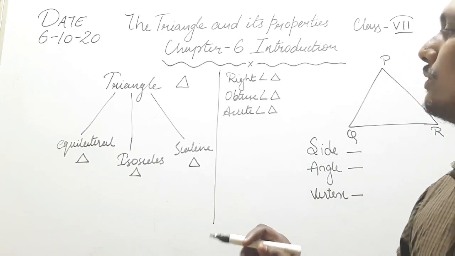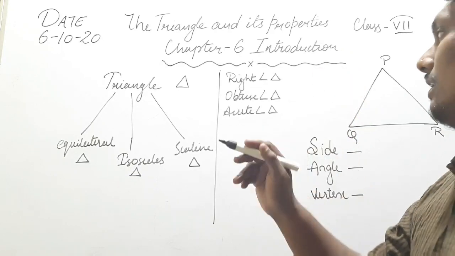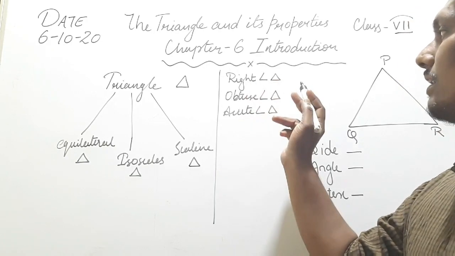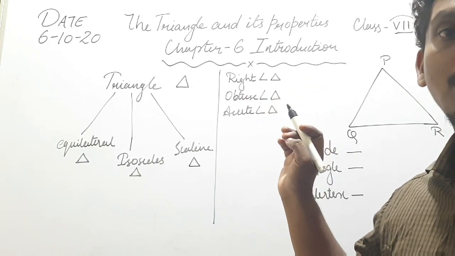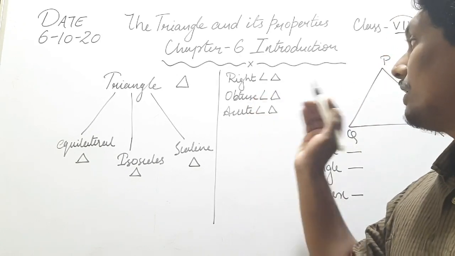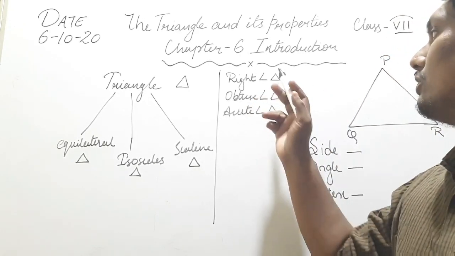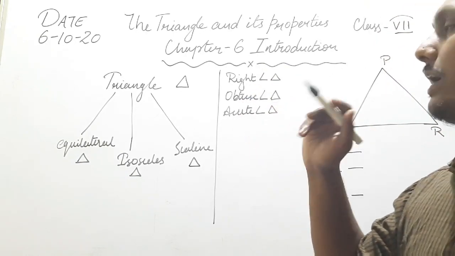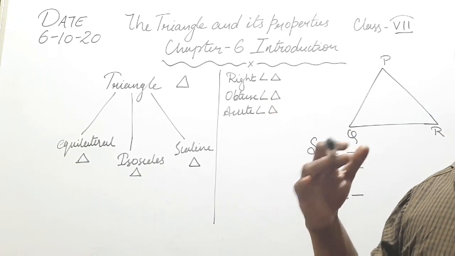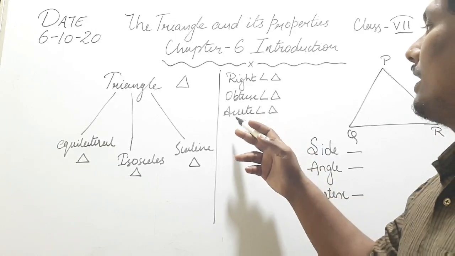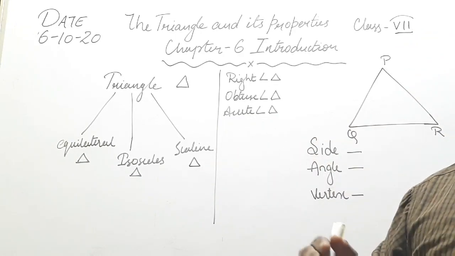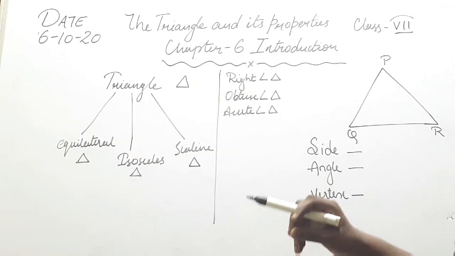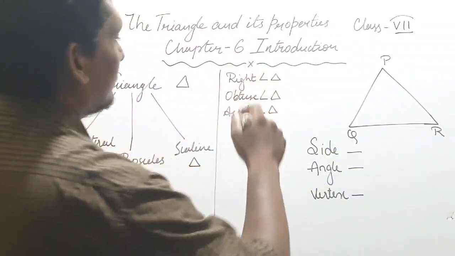Okay, when we come to their angles, again we are having three types of triangle: right angle triangle, then obtuse angle triangle, then acute angle triangle. Okay, so in right angle triangle, one angle is 90 degrees. Obtuse angle, one angle must be more than 90 degrees, right? And acute angle, less than 90 degrees. Okay, so these are the types of triangle, and according to the angle, different triangles are formed.